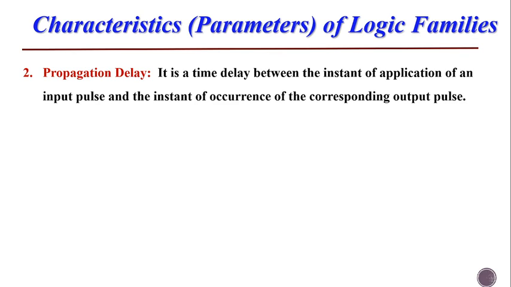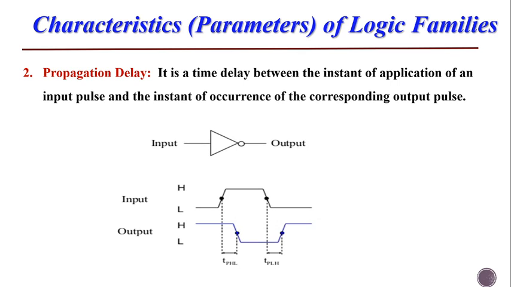Now the second parameter of a logic family is propagation delay. It is the time delay between the instant of application of an input pulse and the instant of occurrence of the corresponding output pulse. Let's see the example of the NOT gate. We apply a high to low pulse at the input, and we get the complemented output: when we apply a low to high pulse, we get a high to low pulse.